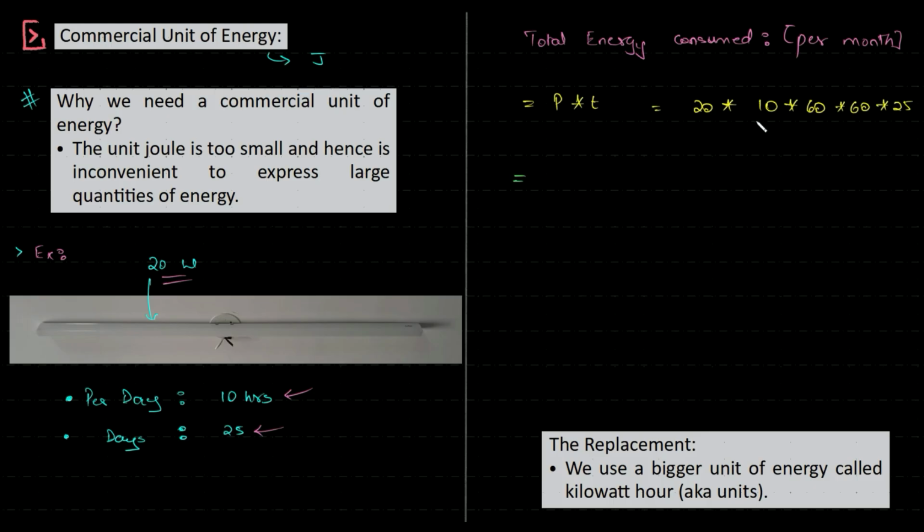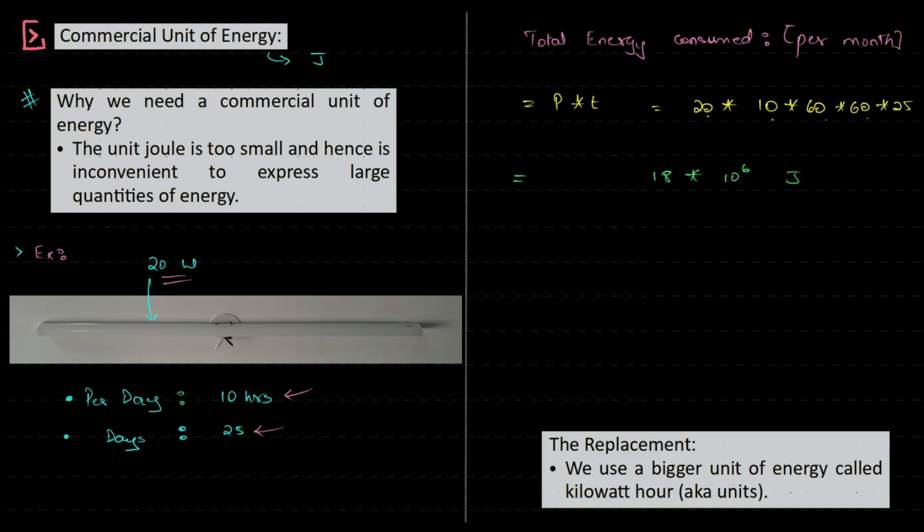We have 2 into 1 is 2. Let me take the zeros: 1, 2, 3, 4, so 10 to the power of 4. Then 2 into 36 into 25 gives 18. Am I correct? 36 into 25 is 900, so sorry, this is 00. So this is basically 18 into 10 to the power of 6 joules. So this would be the energy consumption of this tube in a month.